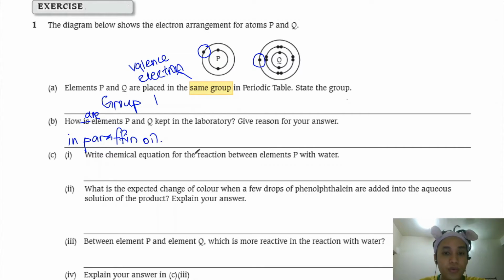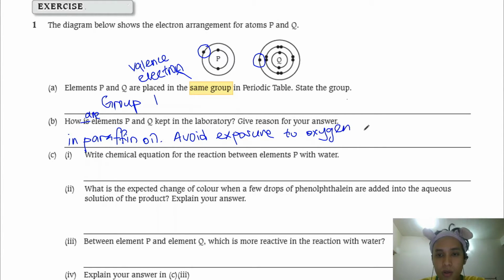So the reason is to avoid exposure, because they are very reactive. Or another way that you can write it is that the reason why we put it in paraffin oil is because they are very reactive towards oxygen and water. Maybe that one will be a better answer.